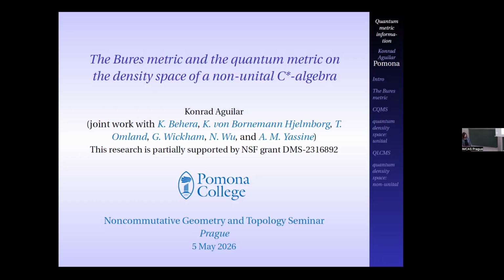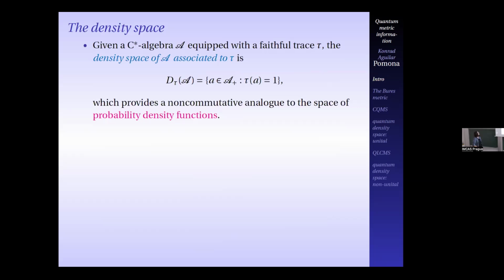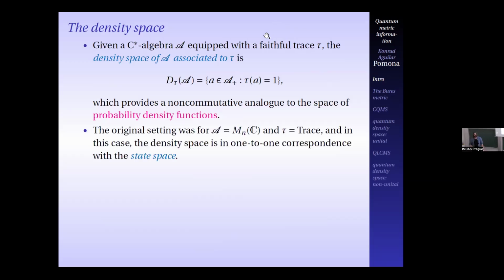Okay. All right, so let's first define the main object, the density space. It is a C-star algebra with a faithful trace. Given that data, you can associate something called the density space, and this is a non-commutative analog to the space of probability density functions. So yes, in the commutative case with standard integration, well, any state is given by integration, but in that case, you do get the probability density functions with respect to that probability measure that you're given.